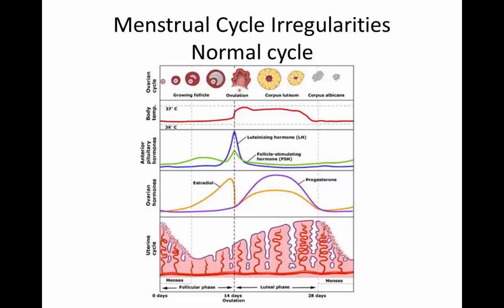At the same time the lining of the womb is growing, an egg or ovum in one of the ovaries is starting to mature. At about day 14 of an average 28-day cycle, the egg leaves the ovary. This is called ovulation.